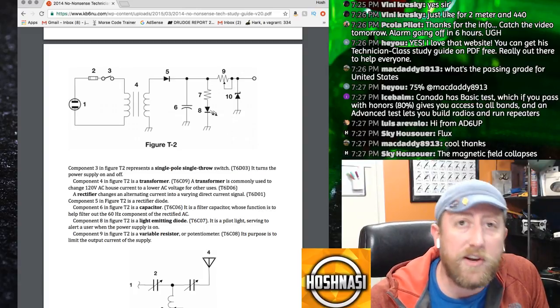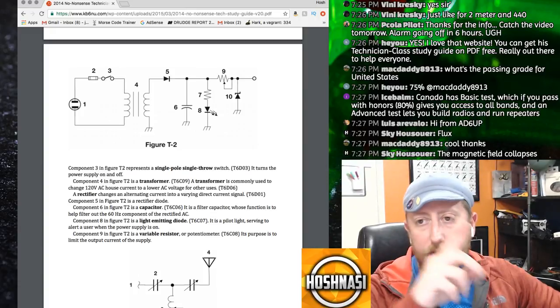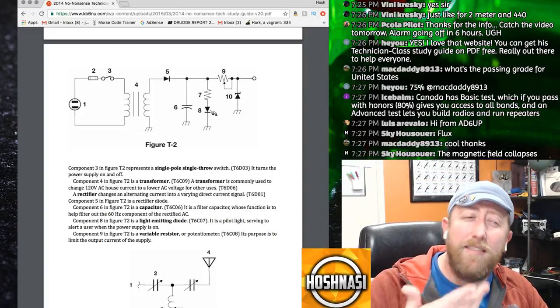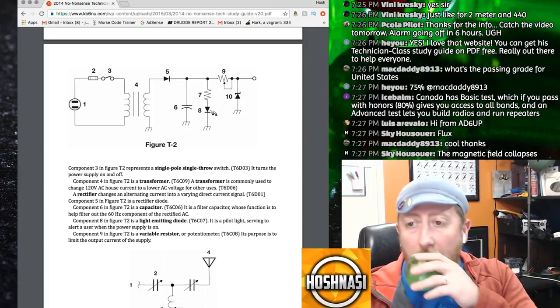The magnetic field collapses, which causes this alternating current when it's picked up between the two coils. That level of detail, probably up to that point, is what's in the test. Not much more.